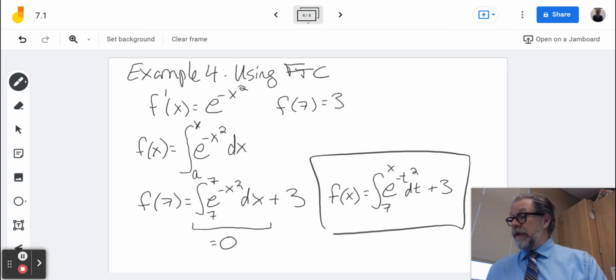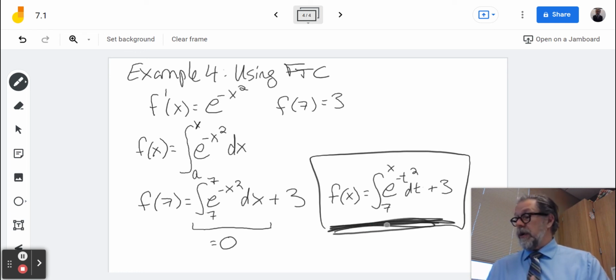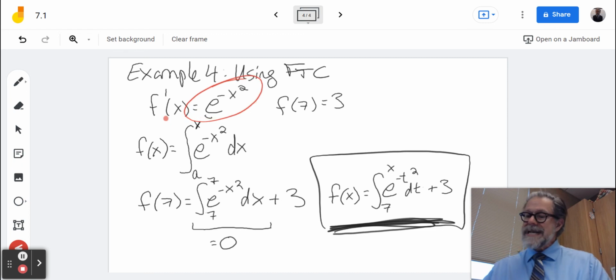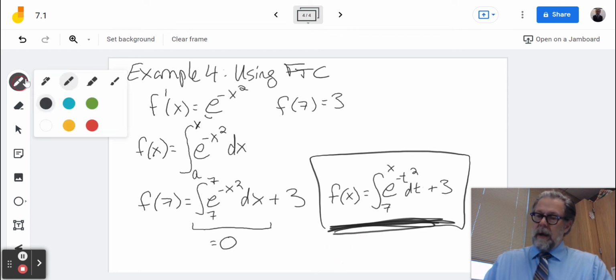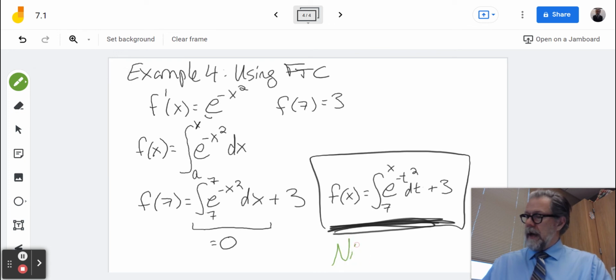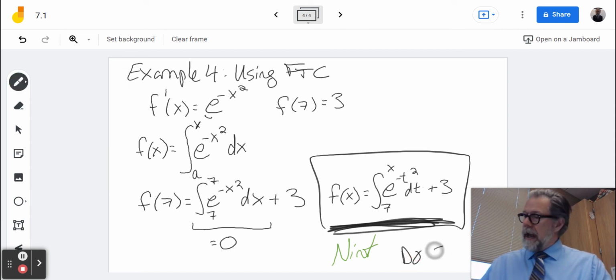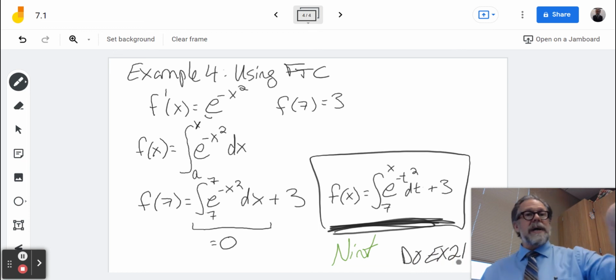And in fact, like I said, this is the only way we can do this one. We don't have an antiderivative for e to the negative x squared. It's just one of those weird functions. But if we want a specific value, now we can jump into our calculator and we'll just plug that in and find a value of the function at any given point. All right. My students, go ahead and do exercise 21.